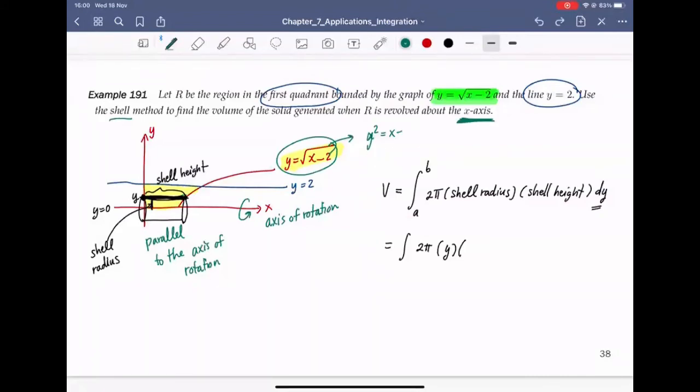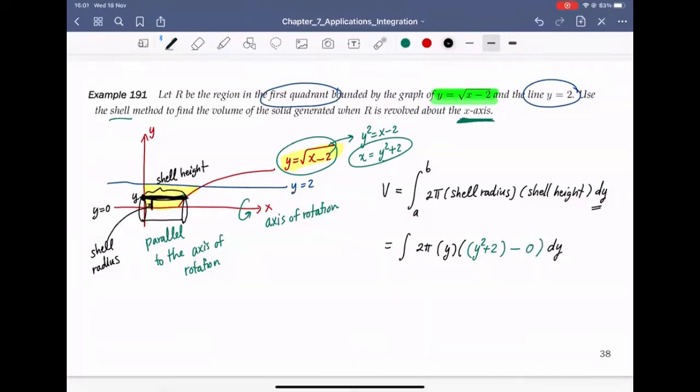I did it wrong. Do it again. So it's y square equals x minus 2. So that means x equals y square plus 2. Good. So that means your shell height is going to be y square plus 2. This is the right hand side curve. And then minus the left hand side curve, which is just the y-axis. So x equals 0. And then dy.